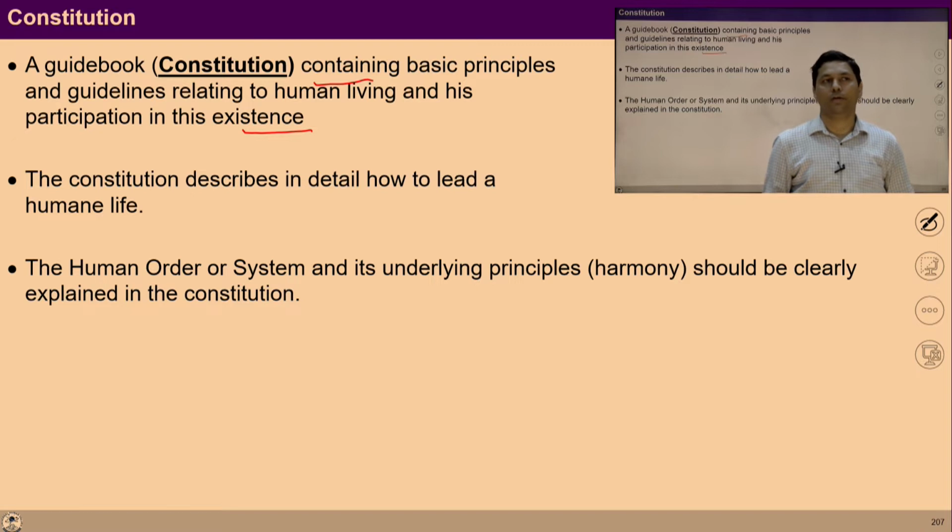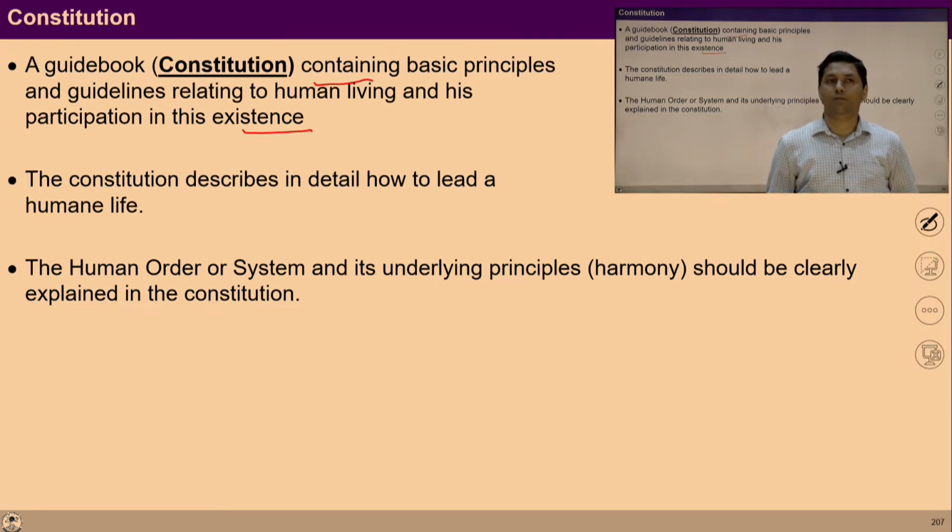So this book would include directives or advice on how to lead one's life and how to participate in the system. So basically this book would guide us. This Constitution would describe how one can live a fulfilling life. The human order or system and its underlying principle would clearly be explained in this Constitution. And once a person follows these guidelines, beginning from one's own family to global family, it would be an indicator of the smooth running of the system.